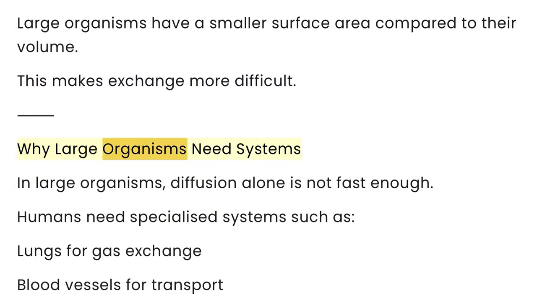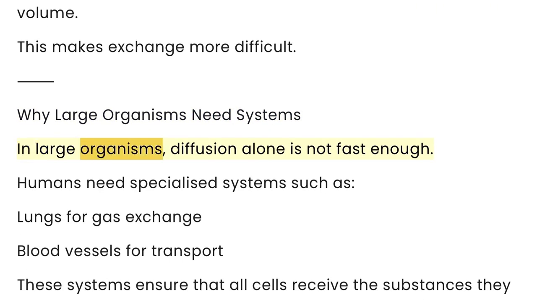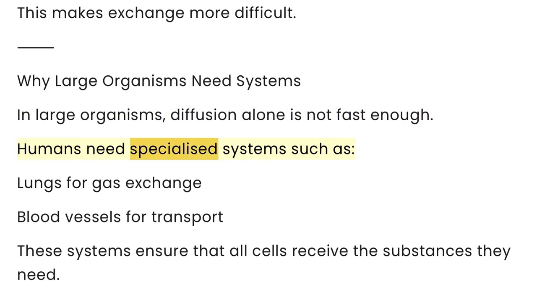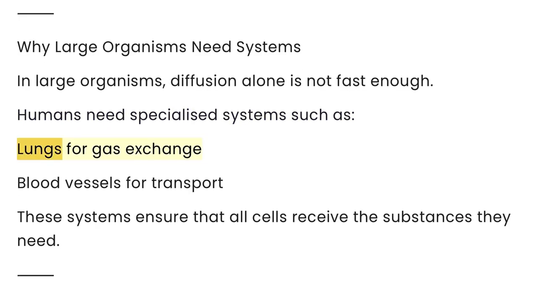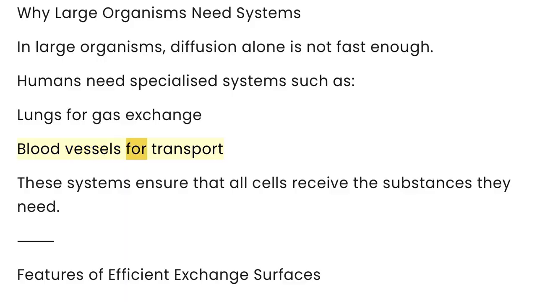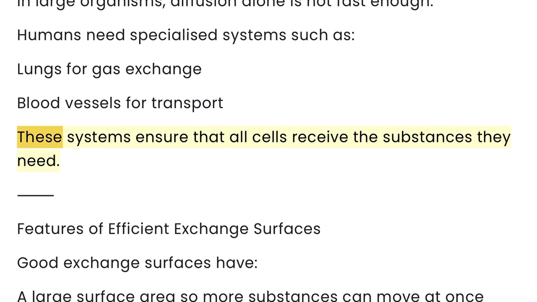Why large organisms need systems. In large organisms, diffusion alone is not fast enough. Humans need specialised systems such as lungs for gas exchange, blood vessels for transport. These systems ensure that all cells receive the substances they need.